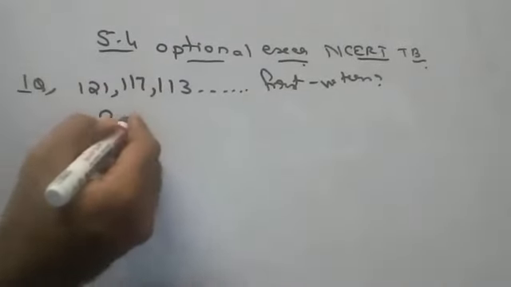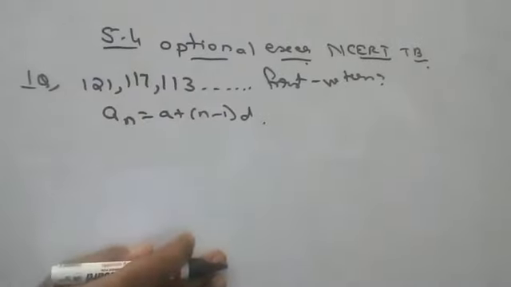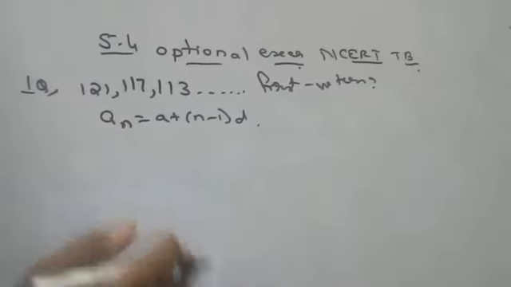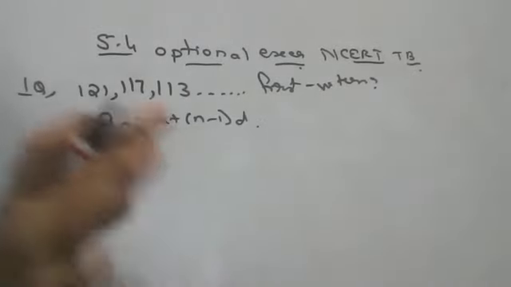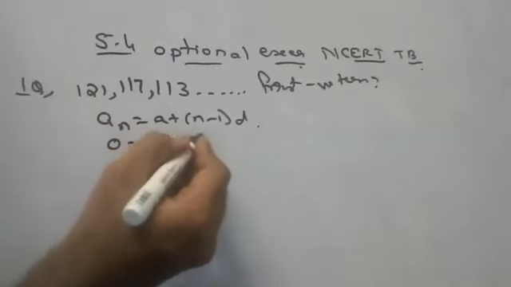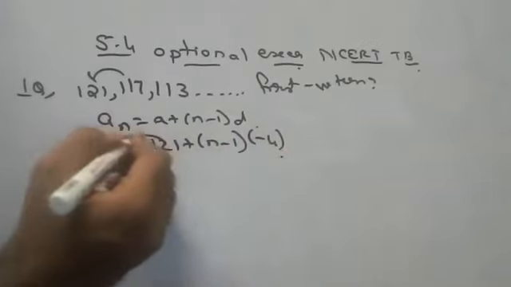So an is equal to a plus (n minus 1) into d. I already told you how to do this sum. Anyway, again I am saying, children, whenever they ask for a negative term, first you put 0 here. 0 may come or may not come. Let us put 0. A is 121 plus (n minus 1) into common difference, how much, children? Minus 4.